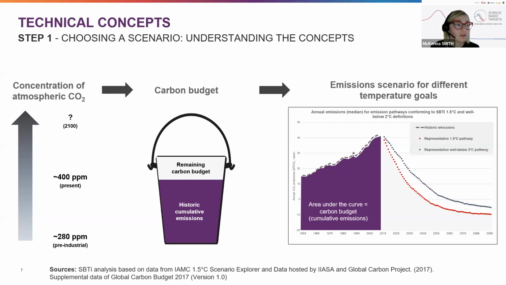If we look at the very far right, the emission scenario for different temperature goals, you can see there the gray line on the left is the historic emissions, and we have a representative 1.5C pathway and a representative well below 2C pathway. So the area under that curve is the remaining emissions that we can emit in order to stay within that carbon budget. The purple is represented on both the bucket and the graph. But the key piece here is we're really looking to understand which pathways we can take for companies in order to use that remaining carbon budget and not go over.